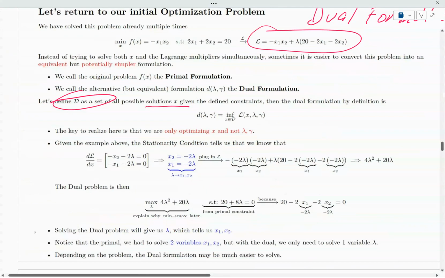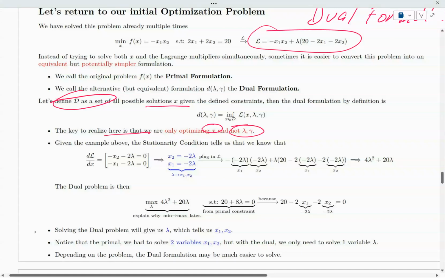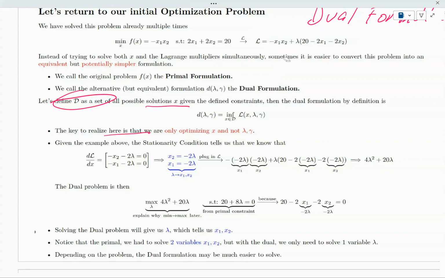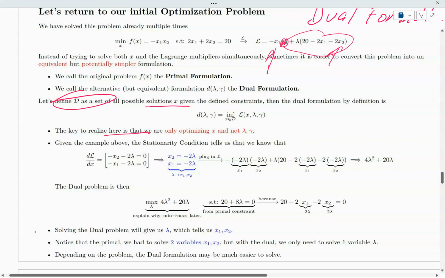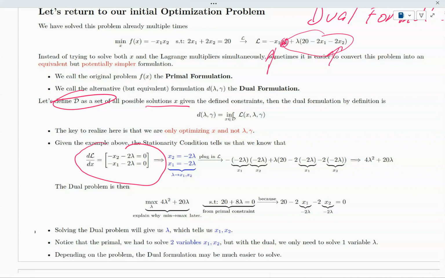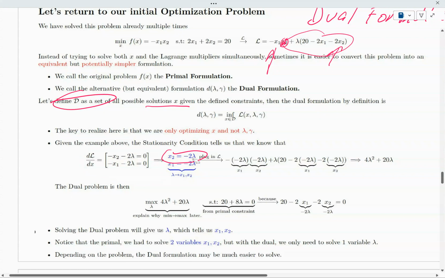The key is to realize that here we're only optimizing x and not lambda and gamma. Given the example above, if we want to take the derivative only with respect to x1, that's going to be minus x2 and 2 lambda. If we take the derivative with respect to x2, that goes away, then it's x1 minus 2 lambda. So if we take the derivative only with respect to x, and we don't worry about lambda and gamma, we end up with this expression. This tells us that x2 is equal to minus 2 lambda, and x1 is also equal to minus 2 lambda. So this is the solution. The optimal solution for x1 and x2 is simply minus 2 lambda.